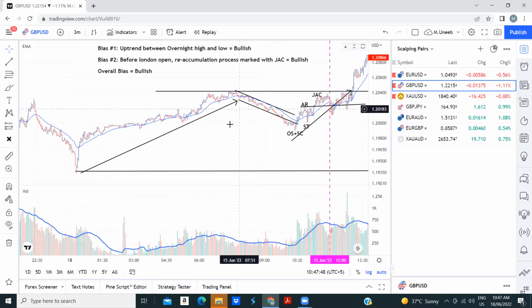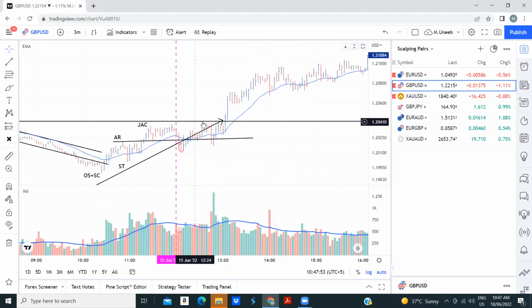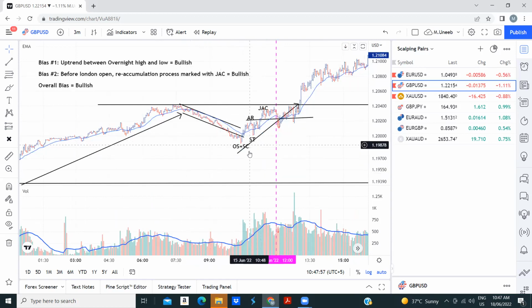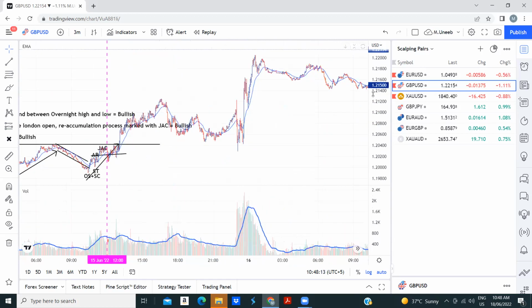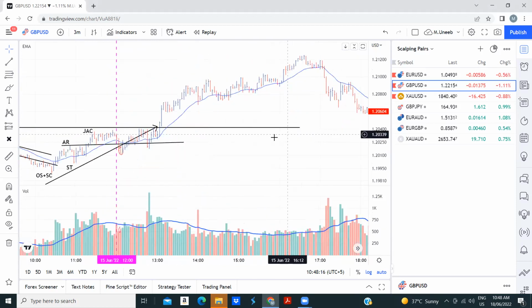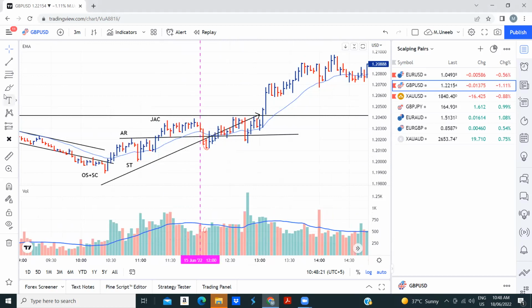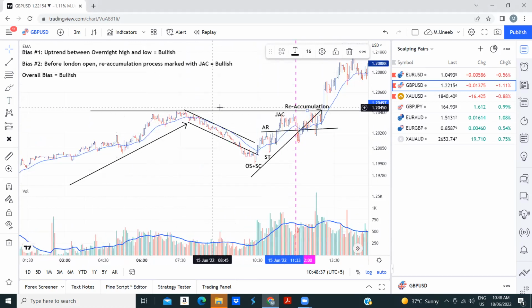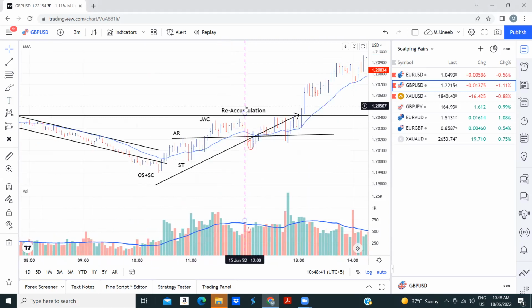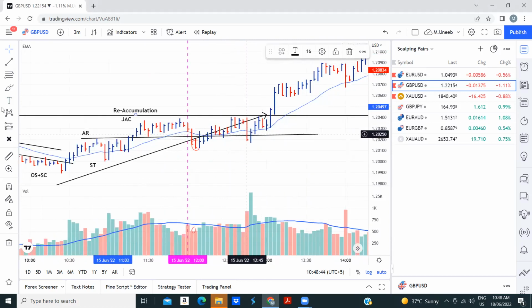Now, what is the bias at the overnight high? The bias between overnight high and low is bullish, but how about at the high? The bias at the overnight low is bullish because you see it's bullish. How about the bias at this one, at the overnight high? This is reaccumulation. Am I right? Yeah. The reaccumulation process is observed between AR and overnight high. So the bias is again bullish. Got it?